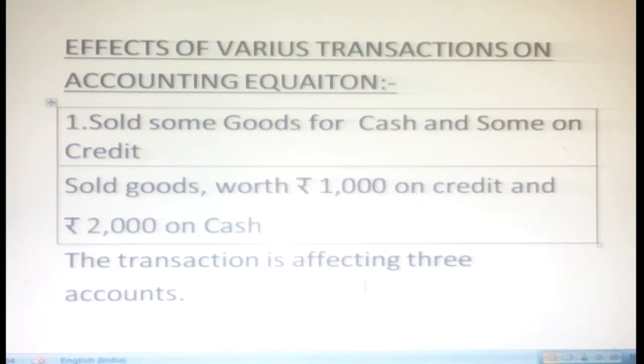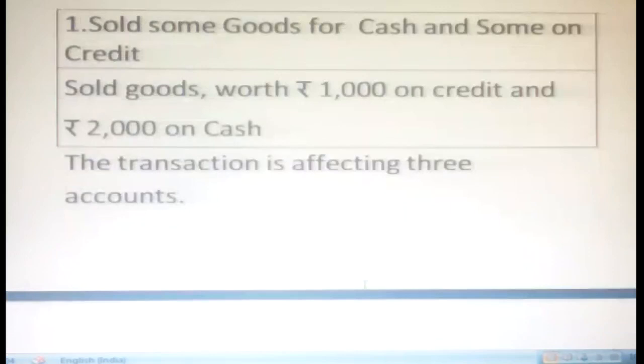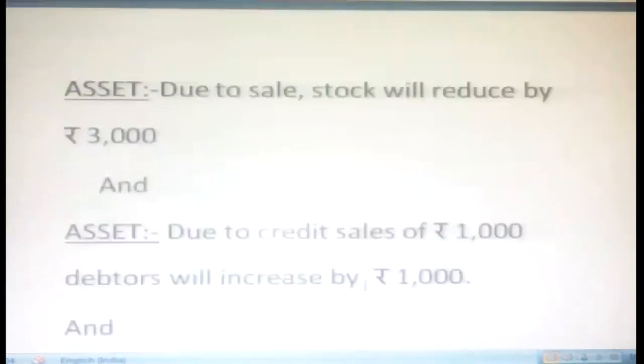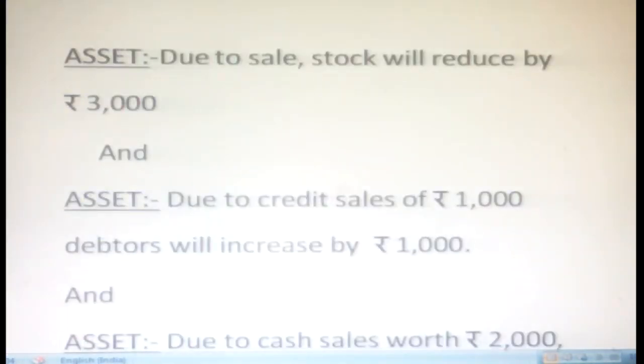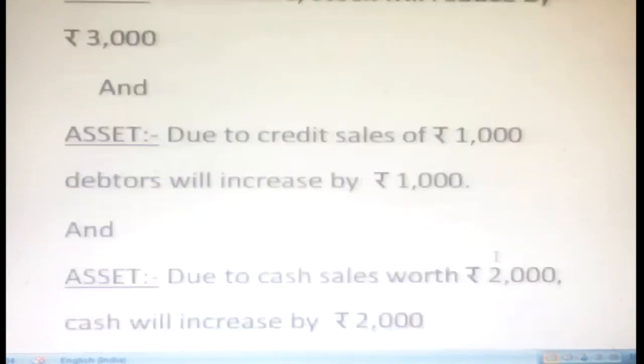Naturally there are 3 accounts affected here. What are the 3 accounts? One is asset. Due to sale, naturally our goods have gone out, so stock will reduce by 3,000. Again asset, because of credit sales of 1,000, debtors will increase by 1,000. Then the third one also asset, because we got cash, so due to cash sales worth 2,000, cash will increase by 2,000. All 3 accounts are under asset.